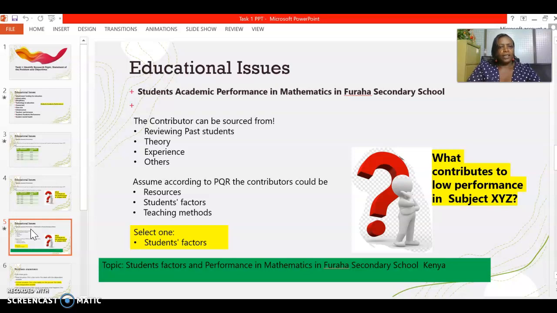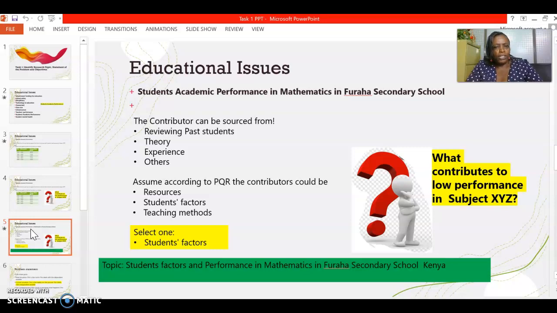So as you can see, I'm saying that student academic performance in mathematics in Fraha Secondary School has several contributors. And the contributors can be sourced from reviewing past studies that have been done in this particular area to be able to know what it is that really causes poor performance. You can get it from theory, you can get it from experience or other sources that you may come across even as you do your reading.